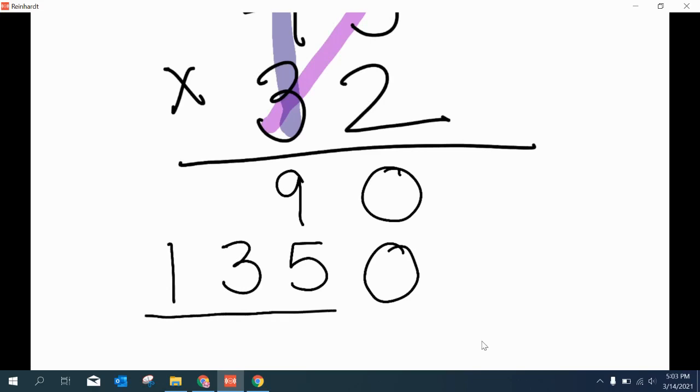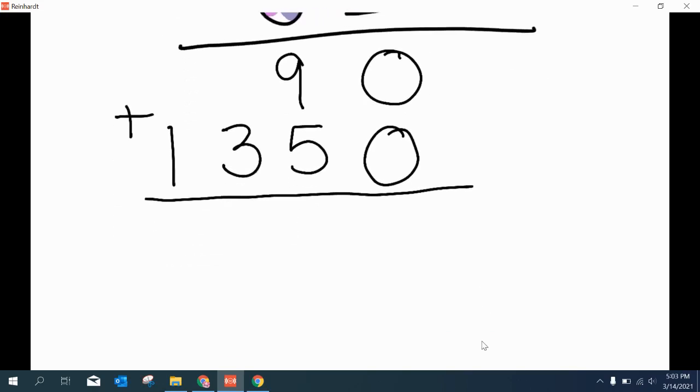The last step in multi-digit multiplication is to add them together. I now know 0 plus 0 is 0. I know 9 plus 5 is 14. I'm going to bring my 1 up. 1 plus 3 is 4. 1 is all by itself, so my answer is 1,440.